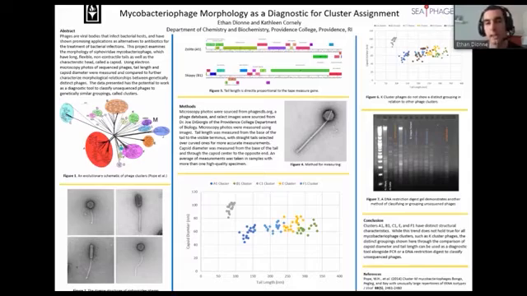If we were to take a phage with an unknown sequence, so an unknown cluster designation, and we were to measure the tail length and the capsid diameter, we could potentially use this as a bit of evidence to assign it to a cluster without having to sequence it.